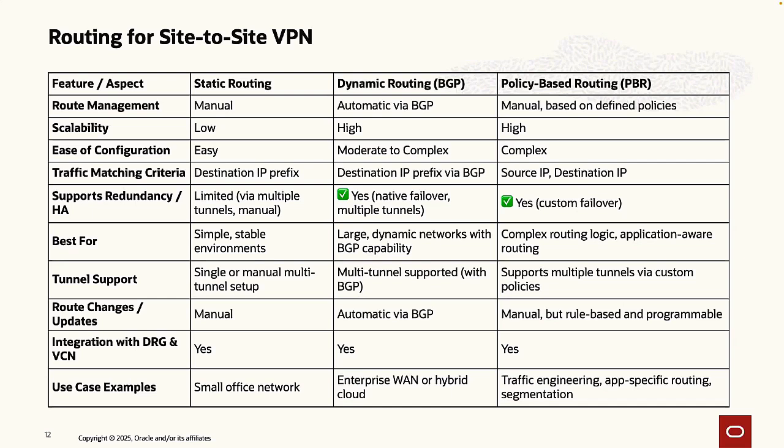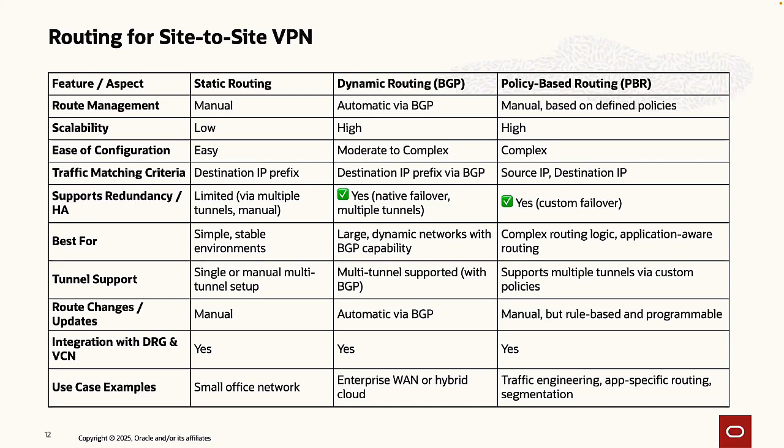This table gives an example of how route management is handled with static routing, dynamic routing, and policy-based routing. As for HA, with static routing you can use multiple tunnels. If you'd like dynamic routing via BGP, you can have native failover. And for policy-based routing, it is always custom failover.